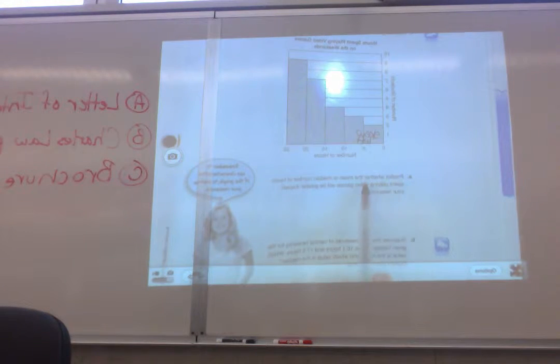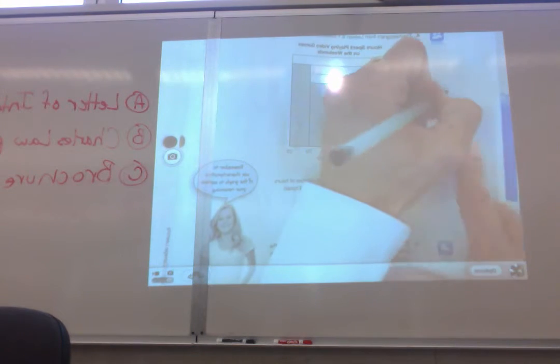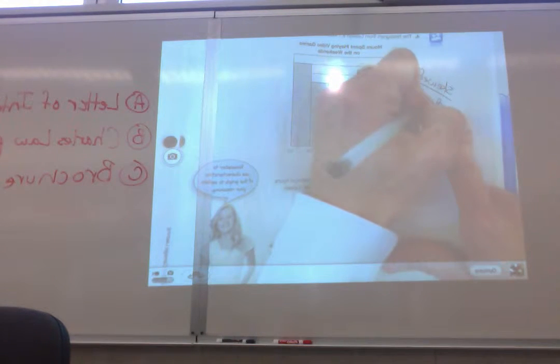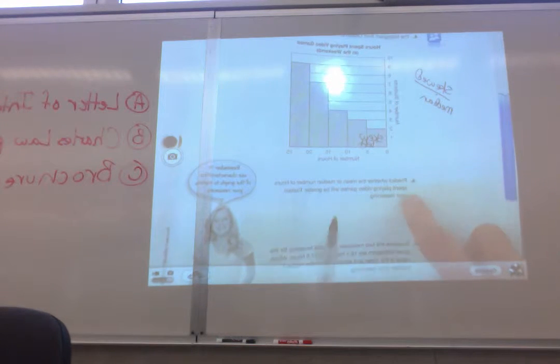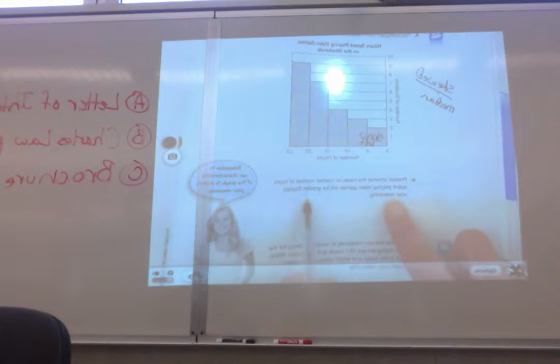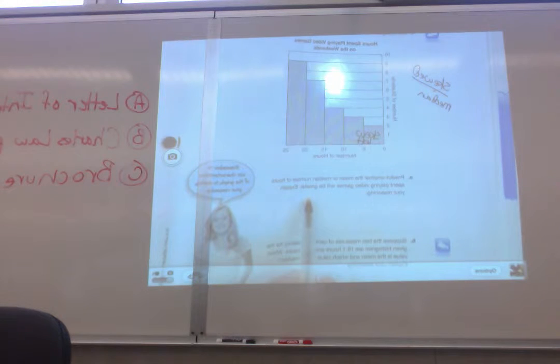Okay? Predict whether the mean or median number of hours spent playing video games will be greater. Explain your reasoning. Okay? So since it's skewed, what would be better to use? Median. So this is skewed. Probably median will be better. Now what it's telling us is predict whether the mean or median number of hours spent playing will be greater. Okay. So who will be the bigger number? The mean or the median?